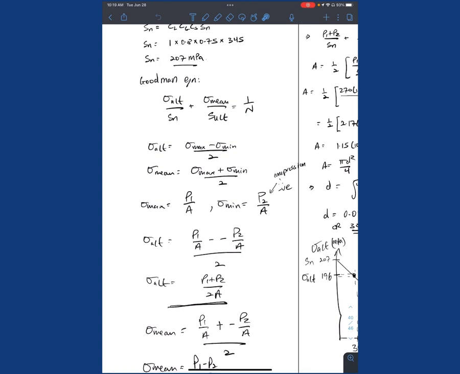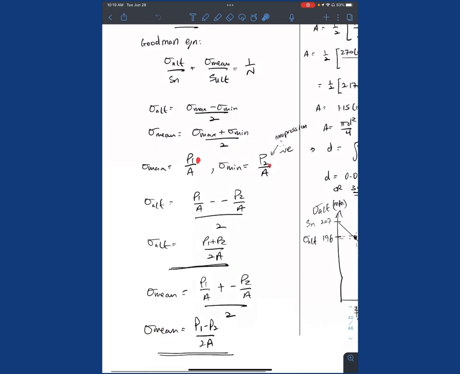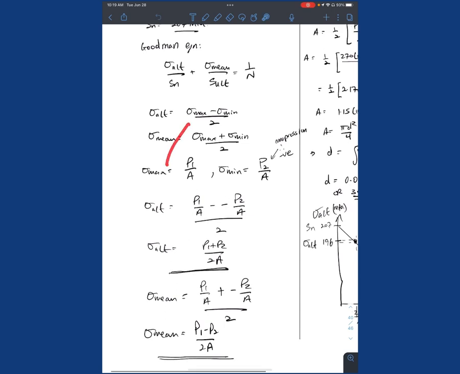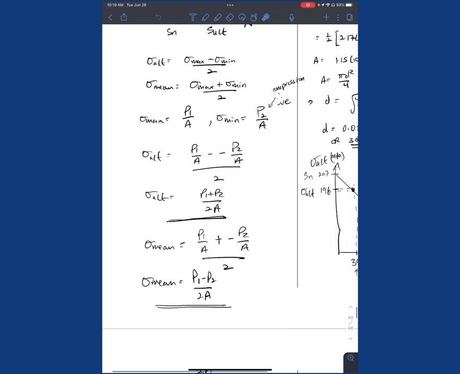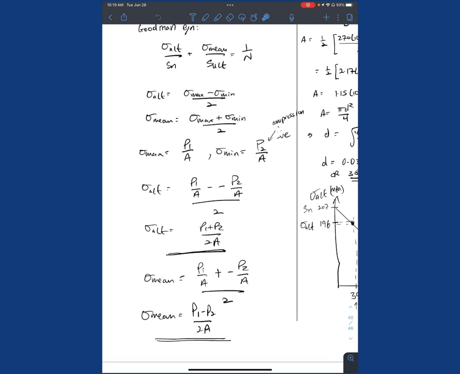Because it's a tensile stress, all we have is a stress like this, so it'll be P1 over A, simple as that. So we have the max is P1, min is P2. Right, so we substitute the max and min into our sigma alternating and sigma mean equations and we simplify. So we have alternating stress, then we have the mean stress. So now we could substitute these terms into our Goodman equation.